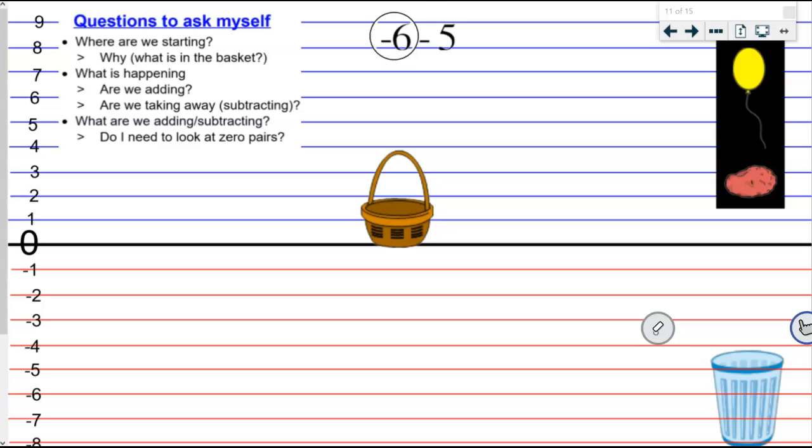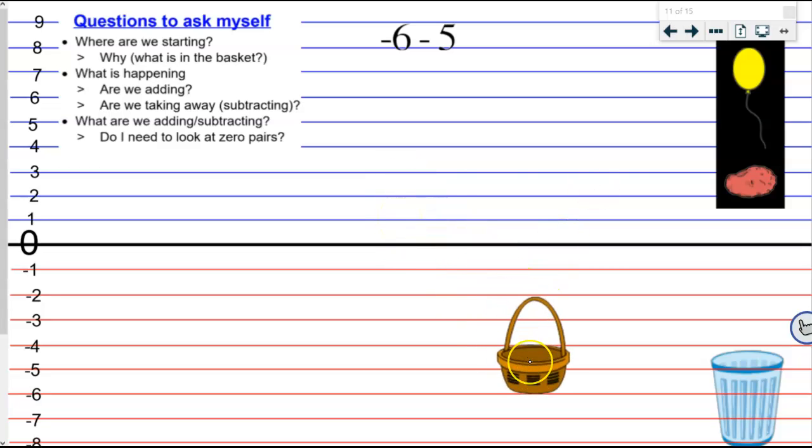Where are we starting? Grant. We are starting at -6. Why? What's in the basket making us start at -6? Go ahead, Grant. Yeah, exactly. We have got 6 rocks in there.